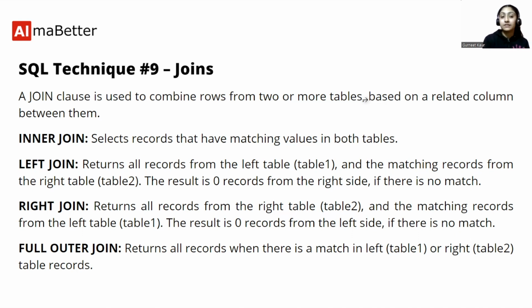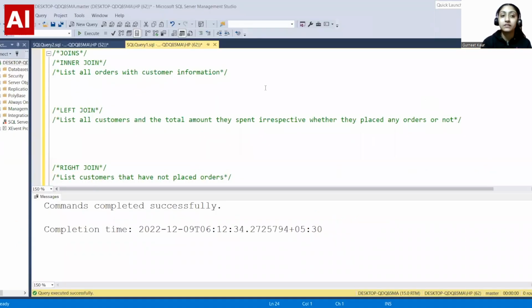Now let's discuss these joins using SQL Server, using some problem statements. As I discussed earlier, we have four different types of join: inner join, left join, right join, and full outer join. I have a problem statement for each of the joins. In inner join, list all the orders with customer information. So we have orders and customers, and we will be joining the tables order and customer.